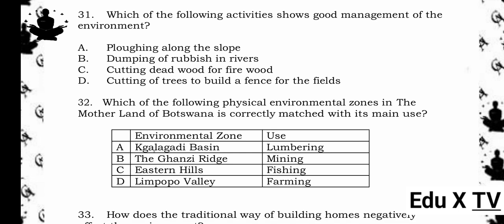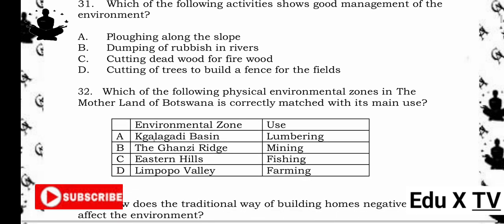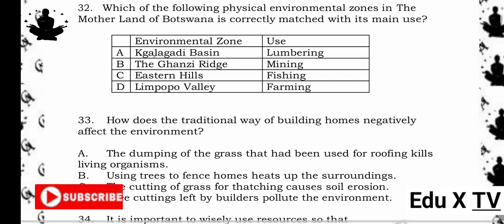31. Which of the following activities shows good management of the environment? A. Plowing along the slope. B. Dumping of rubbish in rivers. C. Cutting dead wood for firewood. D. Cutting of trees to build a fence for the fields. The answer is C. Cutting dead wood for firewood. Reason being, it is sustainable as it does not involve cutting live trees.